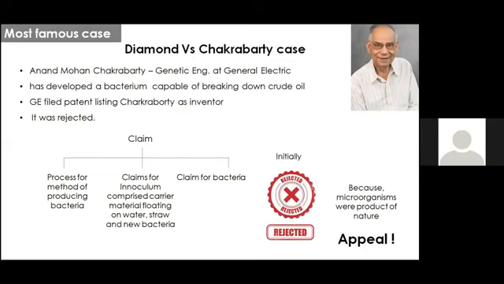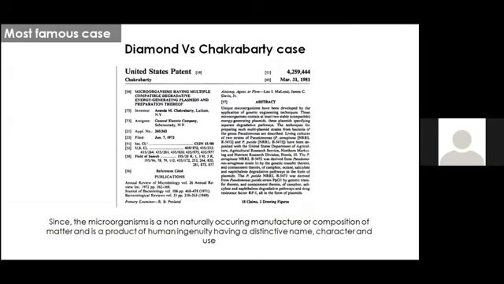However, they appealed the decision, and I think after it was rejected two times, they went on to the apex court, and there they finally managed to get the US patent in 1980-1981.